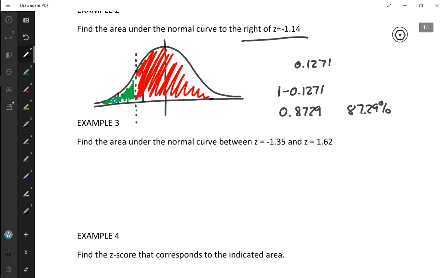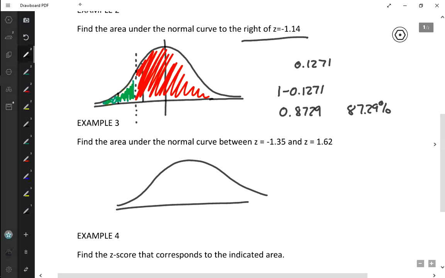This one's going to be a little interesting. It's going to take some manipulation of 2 different areas to get the area we're looking for. Because look what it says here. Find the area under the normal curve between z equals negative 1.35 and z equals 1.62. So here's essentially what we're looking for. If our mean is here, we've got a z-score of negative 1.35. So that's a little more than negative 1, and then a z-score of 1.62. That's getting pretty close to 2 standard deviations away. So the area that I'm looking for is this area between those two values.